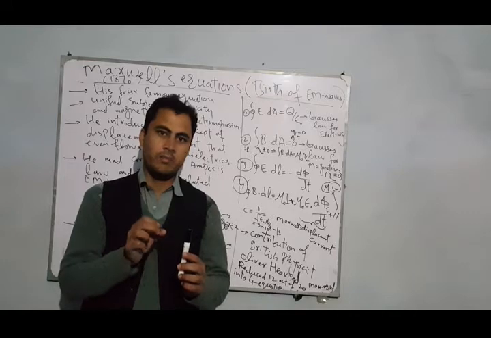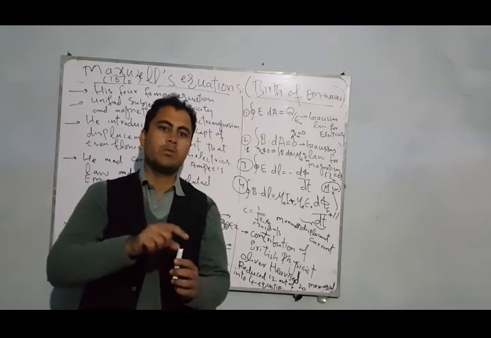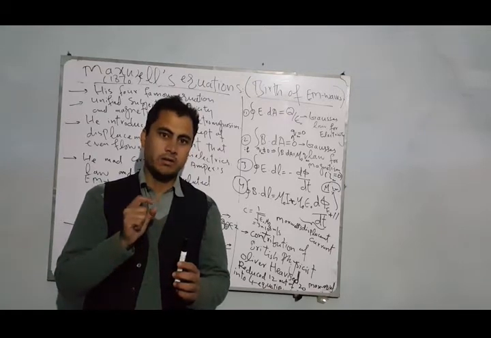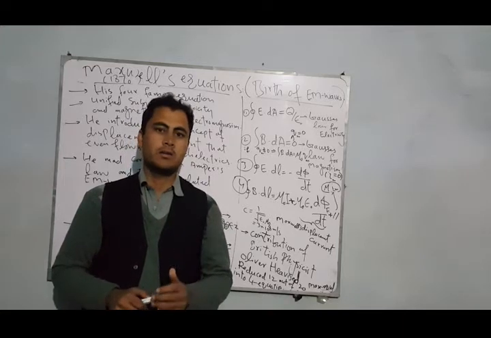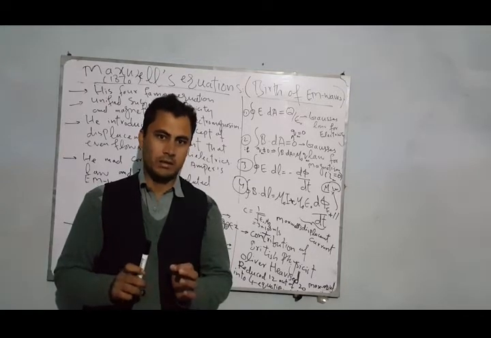Similarly, Ampere said that the magnetic induction over an Amperian loop is equal to mu naught times the total current enclosed by the loop. But all of these scientists could not give an idea about the exact nature of light, that is, what light basically is.